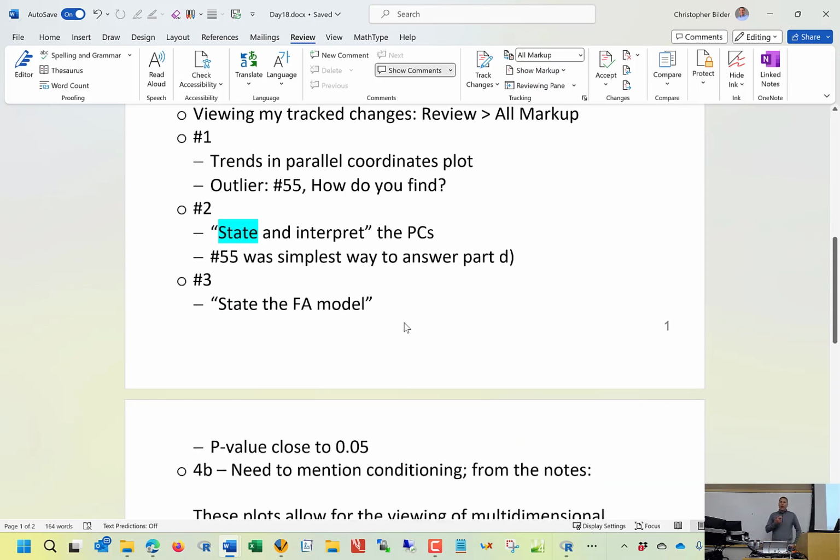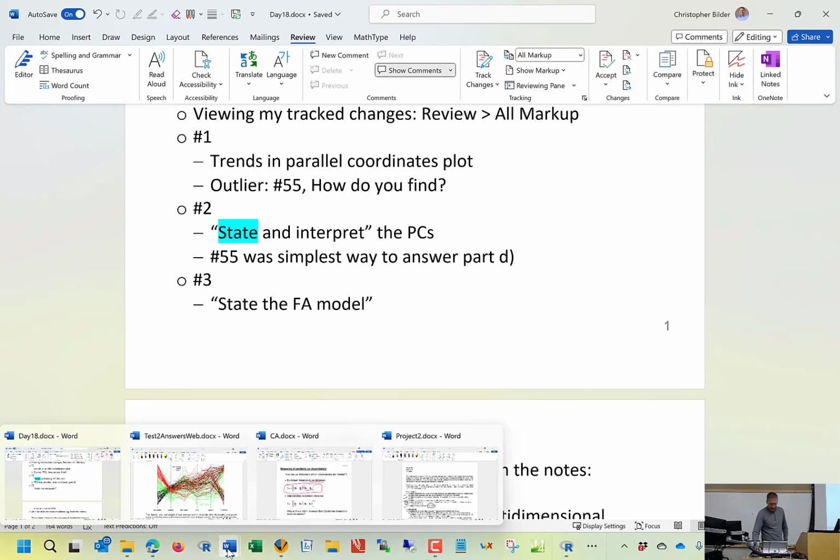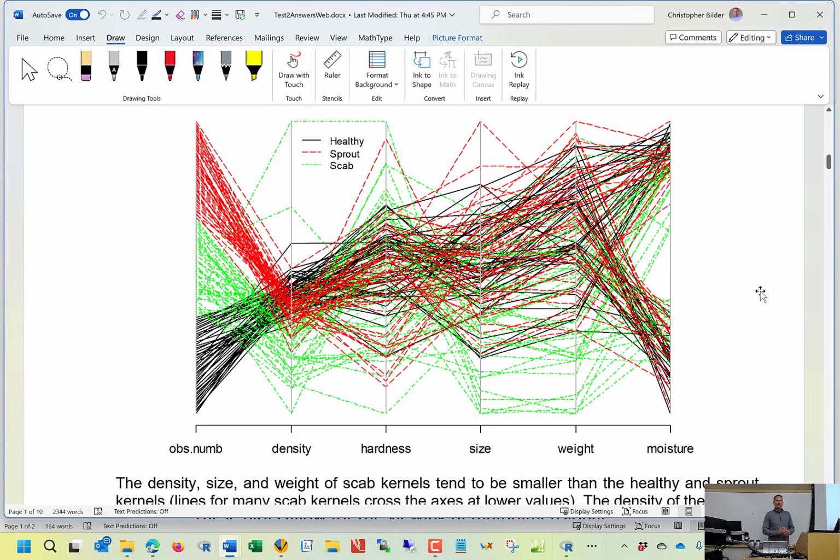Let's go over some of the problems on the test. So number 1, we had this parallel coordinates plot for the different kinds of wheat kernels. Most students were able to get the plot right. Sometimes there were problems with the interpretation. Now when I look at this plot, I immediately see that there's a lot of green on the bottom of the plot. And so that's what I would immediately focus on. It seems that these scab kernels tend to have low density, low size, low weight.